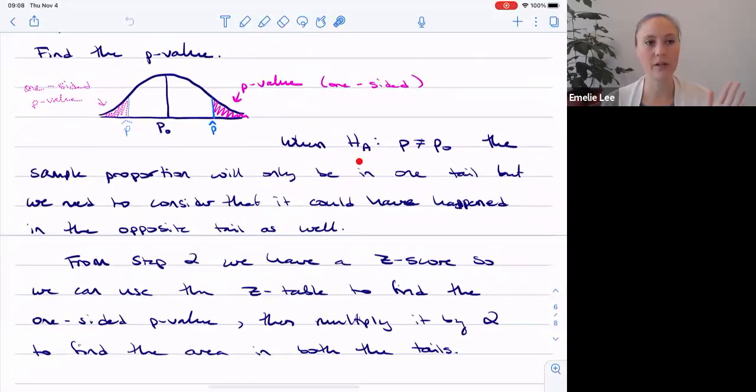So when the alternative hypothesis is that P does not equal P naught, the sample proportion will only be in one tail, right? But we need to consider that it could have happened on the opposite tail as well. So it could have happened on the other side. It's just a fluke that we happen to be on the one side.